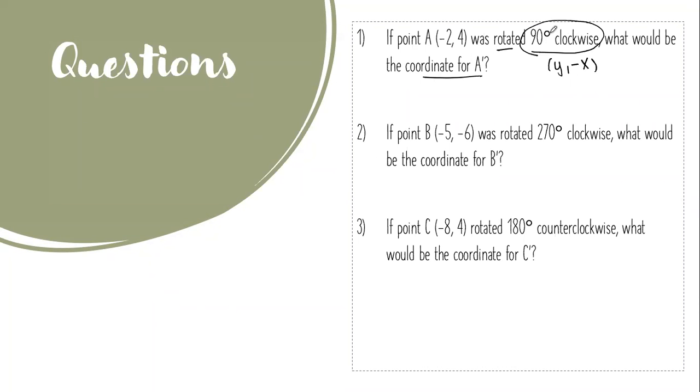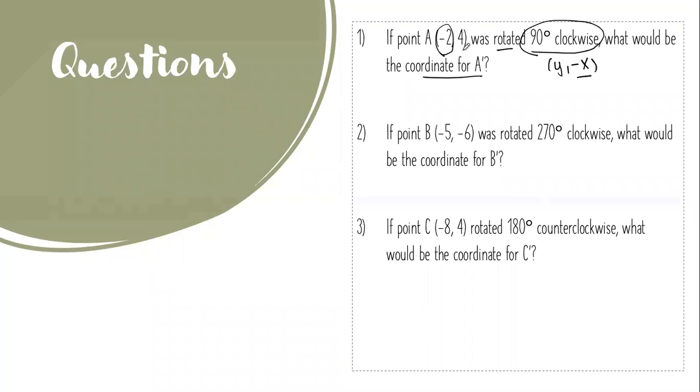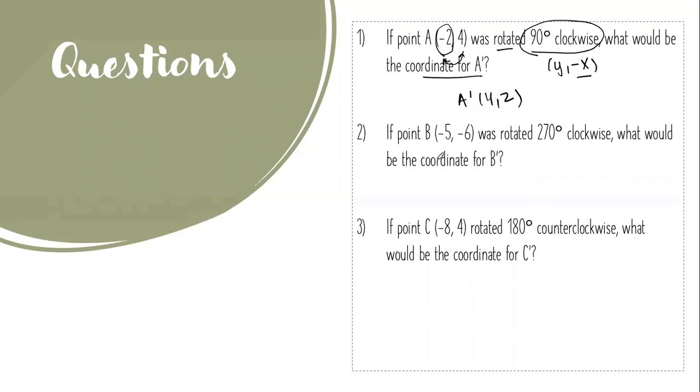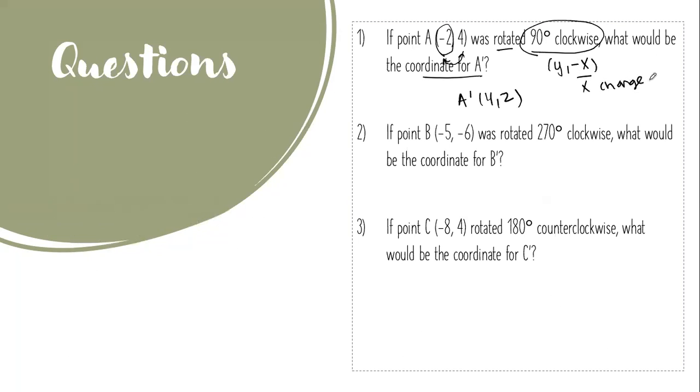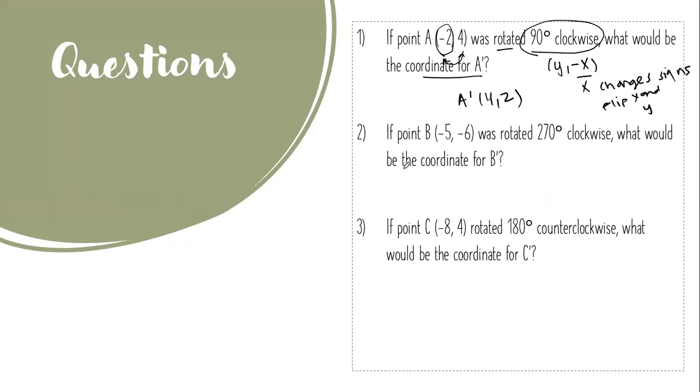All right, so 90 degrees clockwise, X changes sign. So -2 is going to become what? Then I'm going to flip X and Y. So it's going to be 4, 2. Okay. So don't think it has to look exactly like this. This is telling you what to do. X changes sign, flip X and Y.